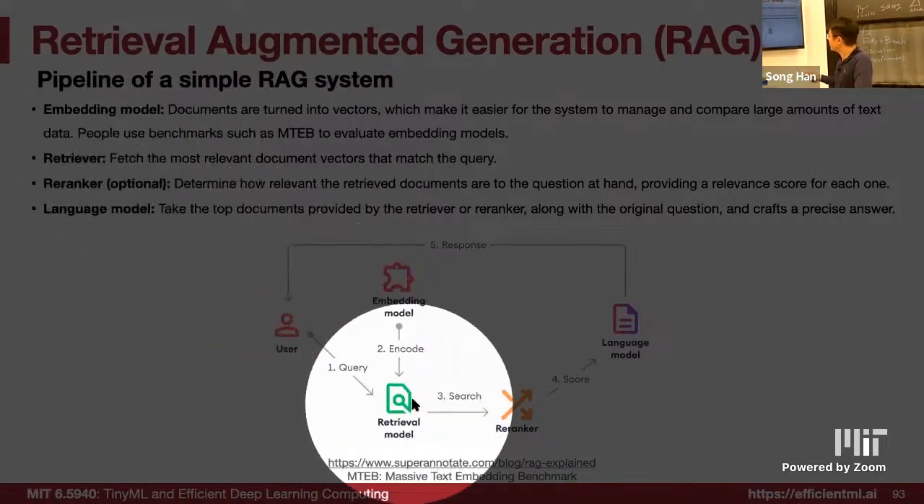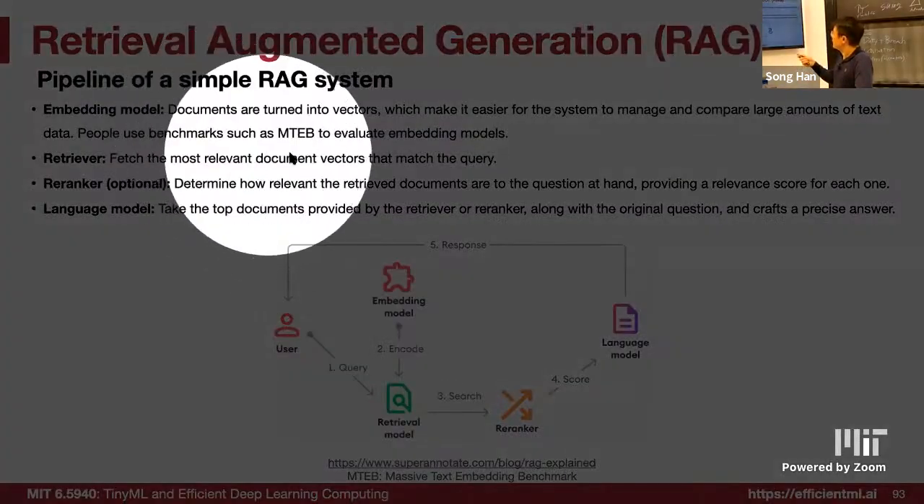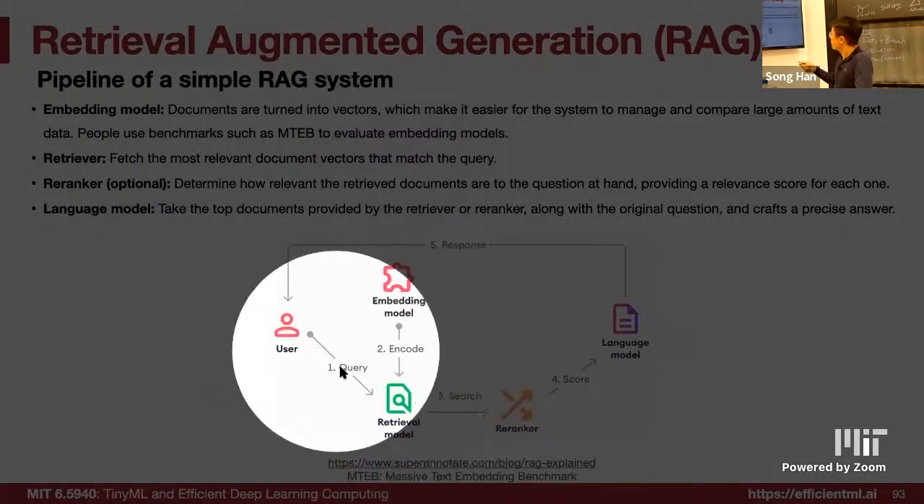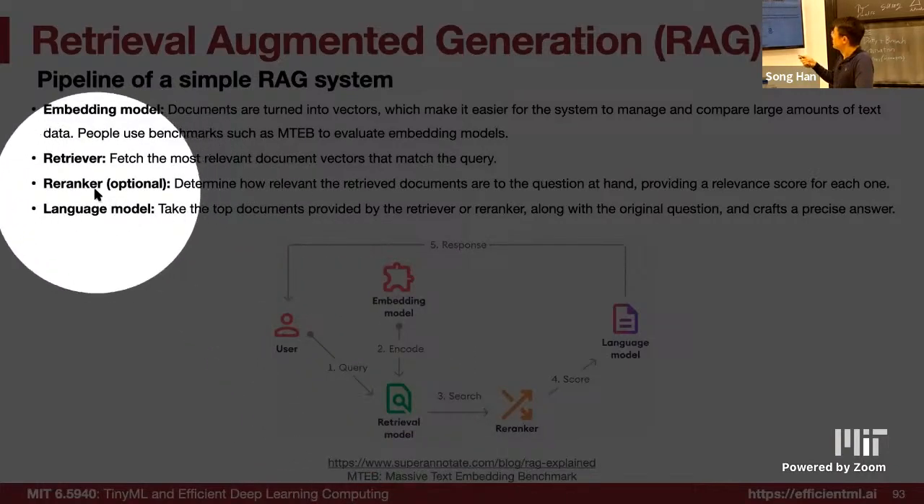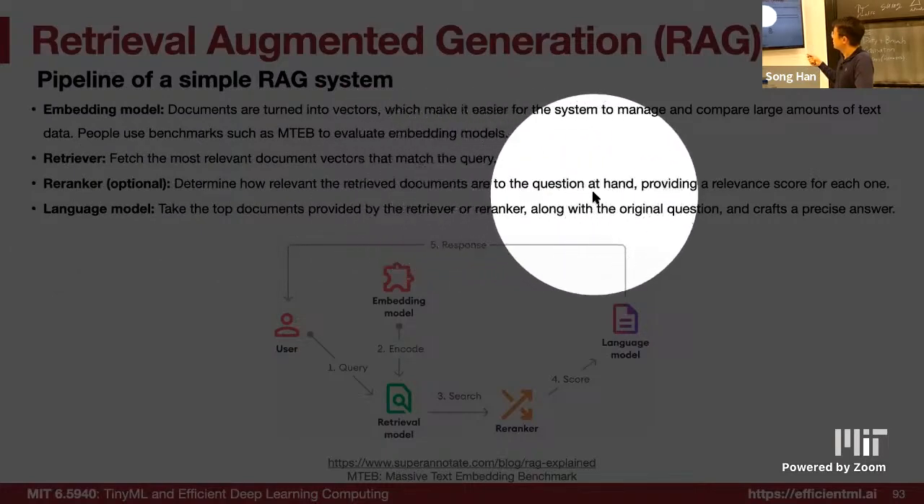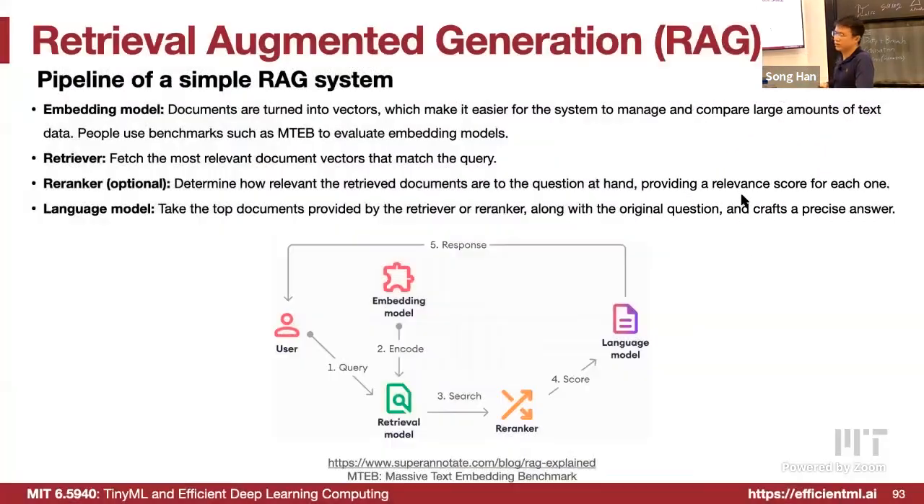You also have a retriever. Okay, you have a retriever to fetch the most relevant document to match your query. This is the document. This is your query. You want to make sure we can match. And then there is a re-ranker to determine how relevant the retrieved document is to the question at hand, providing a relevance score for each one. And finally, you can combine your question with the data fetched from the database, concatenate them together, and feed them to the large language model to get the best results. Okay, so that you can always have the up-to-date information related to your task.